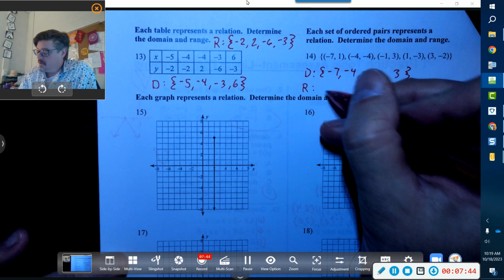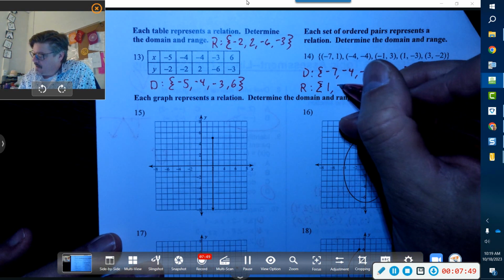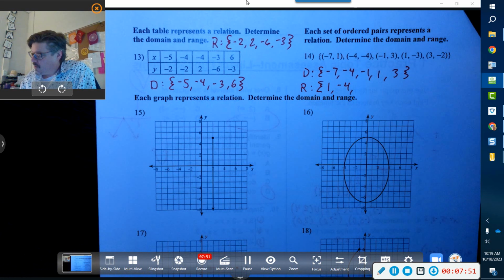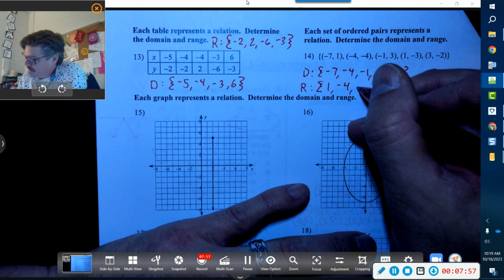So if I want the range, I would list my y coordinates. And just don't list the doubles. So here's 1. There's negative 4. They don't even have to be in order. It helps to be in order, though. But just know that they don't have to be.